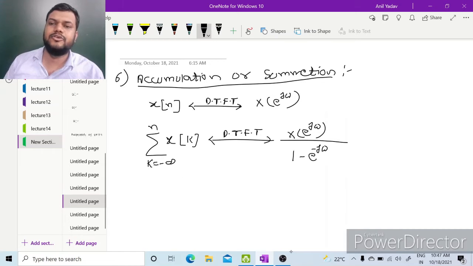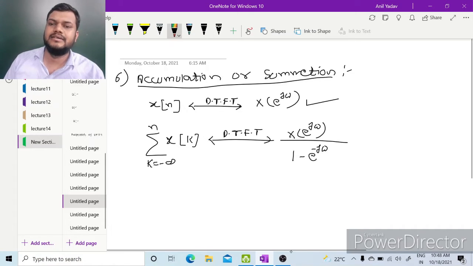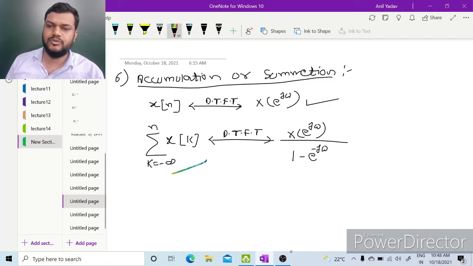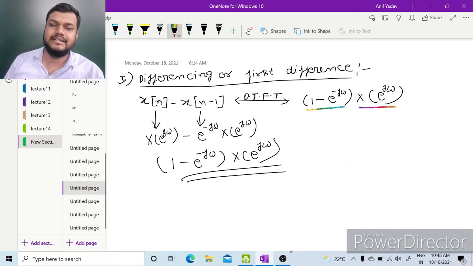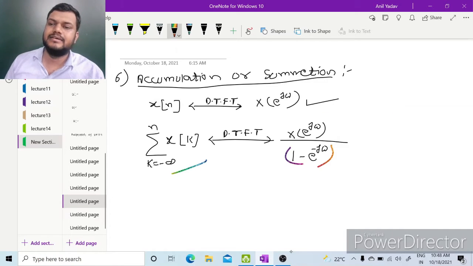Next is accumulation or summation. So if x[n] has DTFT X(e^jω), then the summation of x[k] from k = −∞ to n will have DTFT X(e^jω) upon (1 − e^(−jω)). Basically, accumulation or summation and difference are reciprocal to each other. Here we can see there is multiplication of (1 − e^(−jω)), and here is division by (1 − e^(−jω)).